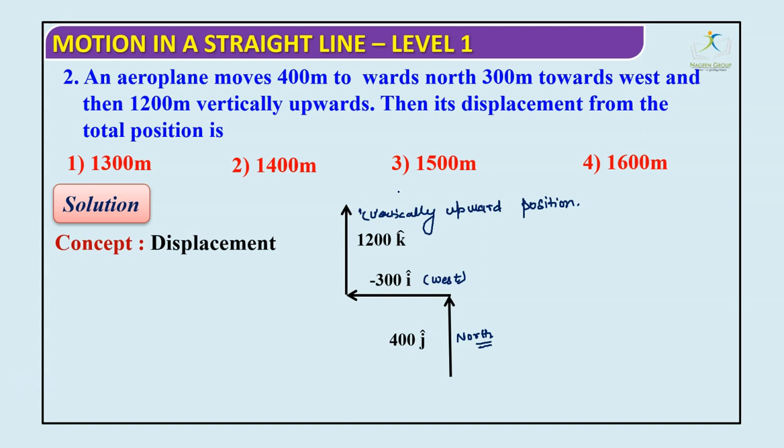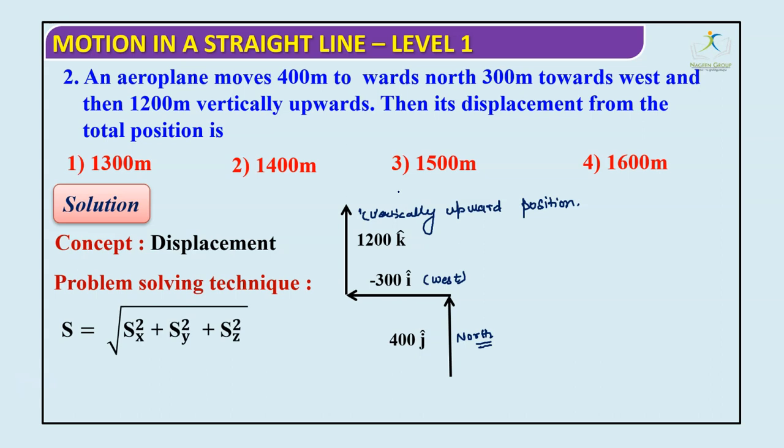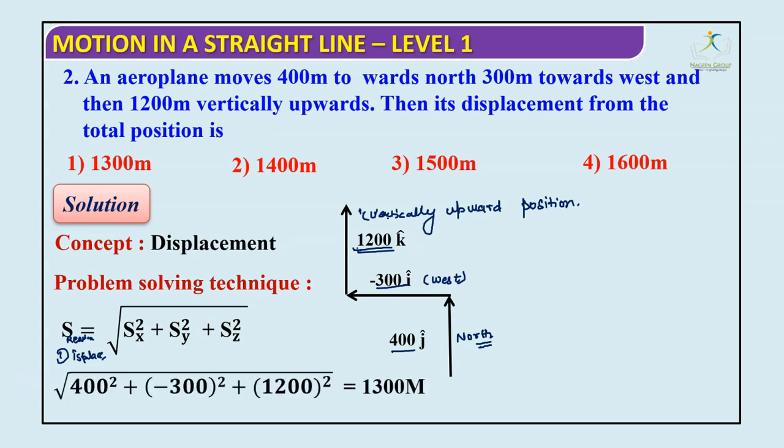So the concept which we will apply here is displacement. The problem solving technique is that we take the resultant displacement, which is in the x, y and z directions. So x will be 300, y will be 400, and in the z direction it will be 1200. I apply all these terms and get the result 1300 meter. So student, this is a small m, not capital.